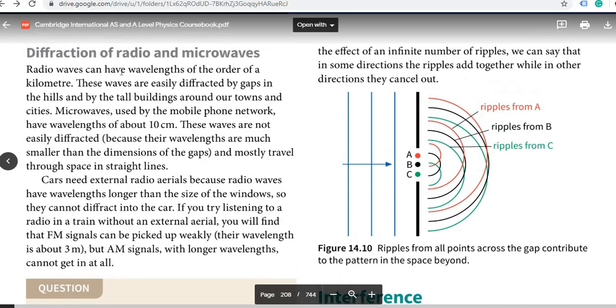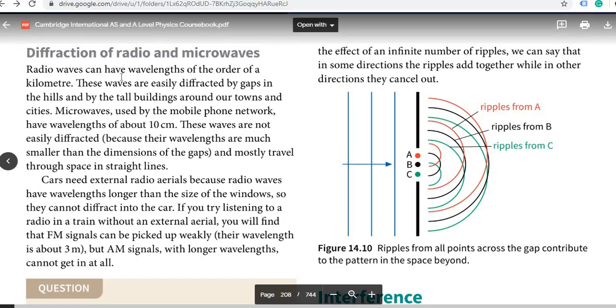Okay, then we have diffraction of radio and microwaves. These are also electromagnetic waves. But radio waves and microwaves have the longest wavelengths of the waves in the electromagnetic spectrum. You have to know the wavelengths of the waves in the electromagnetic spectrum as well as the order also. So the radio waves have the longest wavelengths, then microwaves, infrared, visible light, ultraviolet, X-rays and gamma rays. So you have to know them in that order. And also you have to know the wavelength.